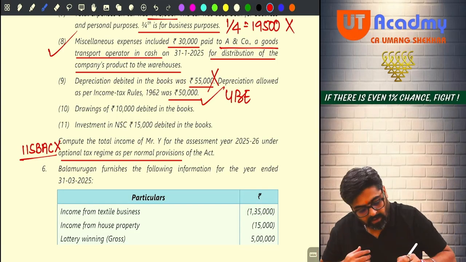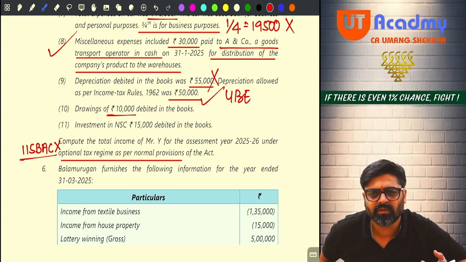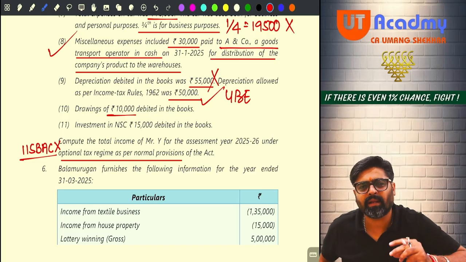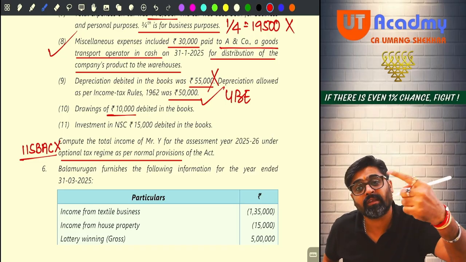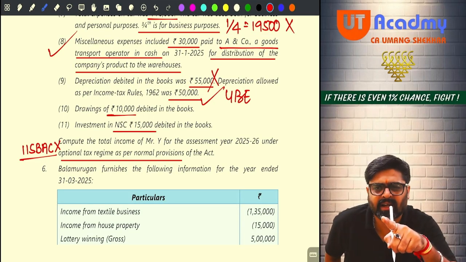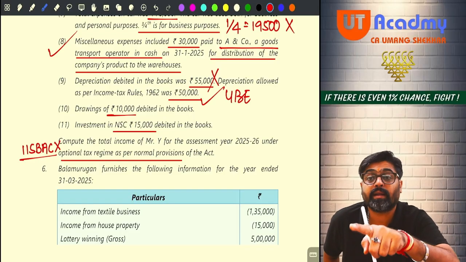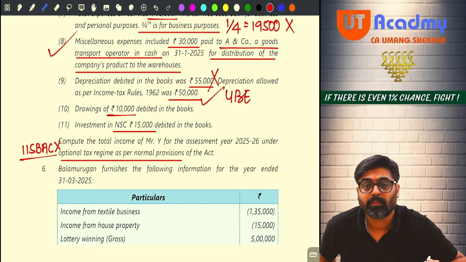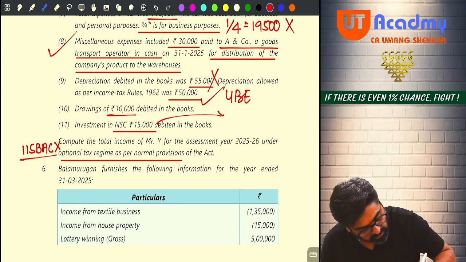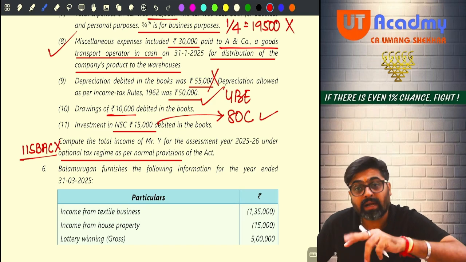Okay. Next one. Drawing 10,000 debited in books. Drawings means personal drawings. Is it your business related expense? Then why have you debited in P&L? Add back. This is not your business expense. Add back. NSC investment 15,000. Is it your business related expense? No. This is your personal investment. Then why have you debited? Add back this 15,000 also. But do one thing. Later on when you will calculate your GTI, claim it under Chapter VI-A also. Later on. But right now you have reduced from profit. Add back to the profit.